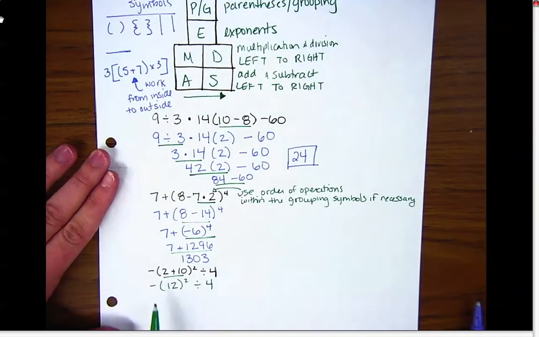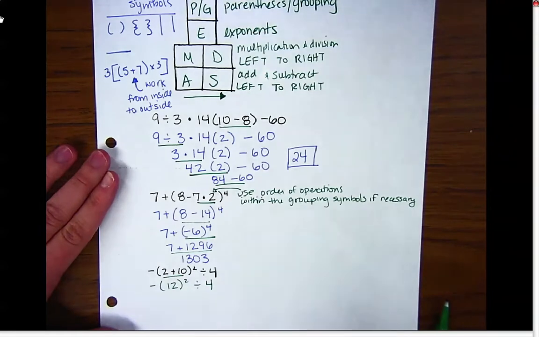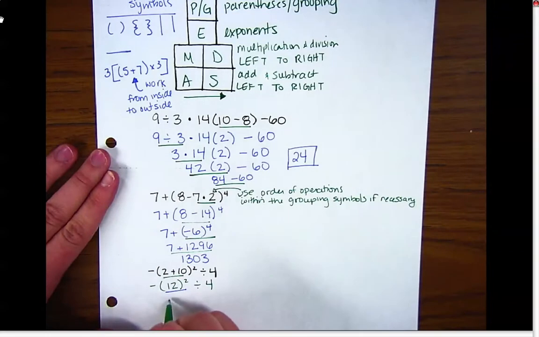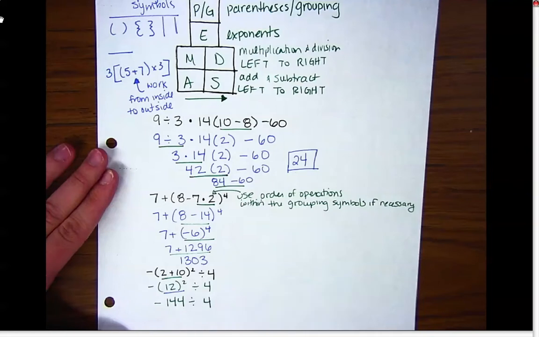Now you're probably wondering, which comes next? The negative sign or the squared? Because this is like multiplying by negative 1, the exponents are what's going to come next. So I'm going to calculate that, and that gives me 144, because that's 12 squared, divided by 4. And now this negative that's hanging out on the outside applies to my 144. Okay? So now I have negative 144 divided by 4.